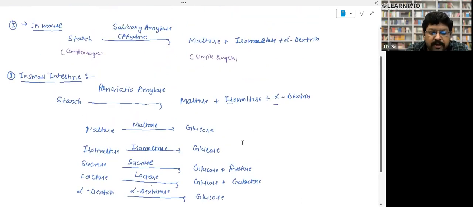Digestion does not take place in the large intestine. Tell me, it's simple, clear? Yes, sir.